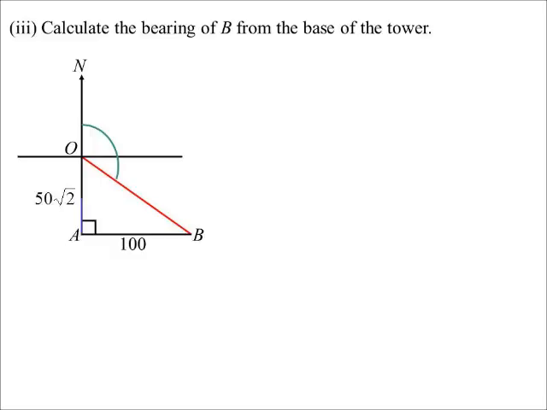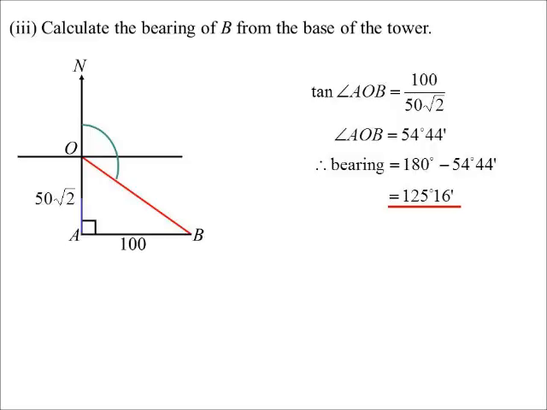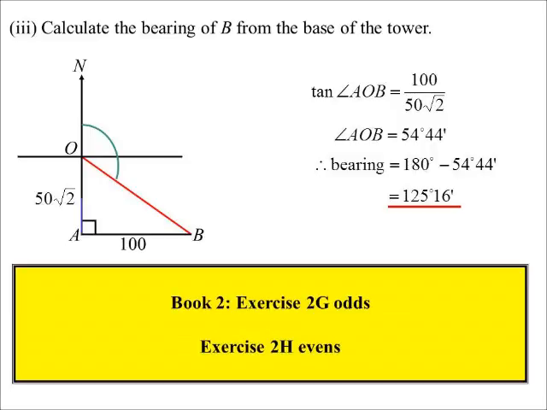Should be fairly straightforward, but of course I'm going to have to find AOB first. Then subtract it from 180. We've got our bearing. Whoop, that's the one we want to find. So AOB, 100 on 50 root 2, 54.44. So our bearing, 125.16. Okay, so we've got two exercises there.